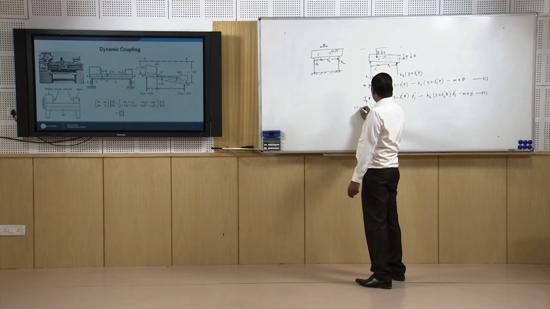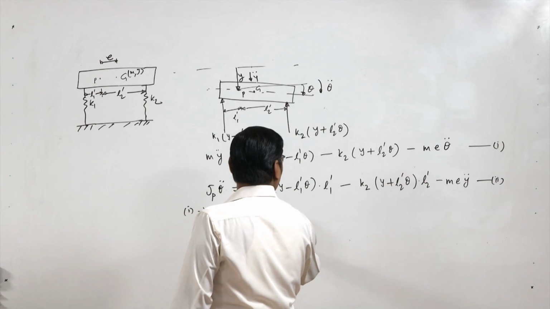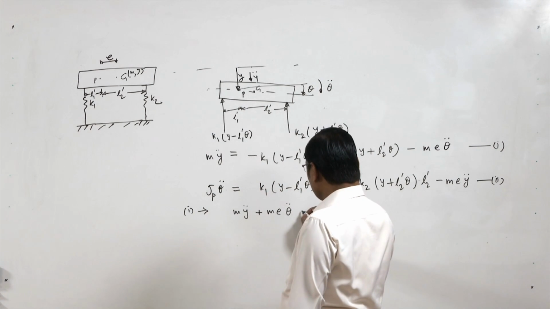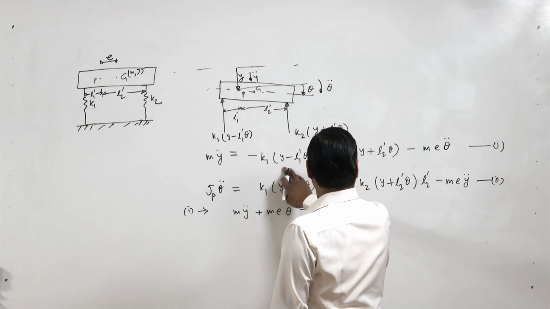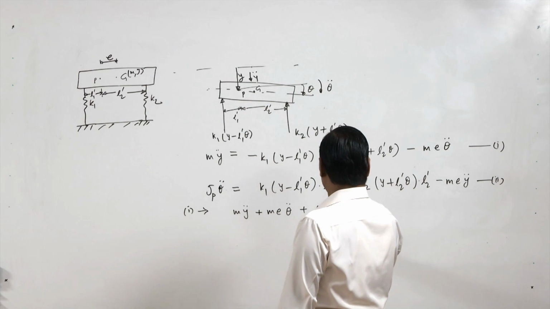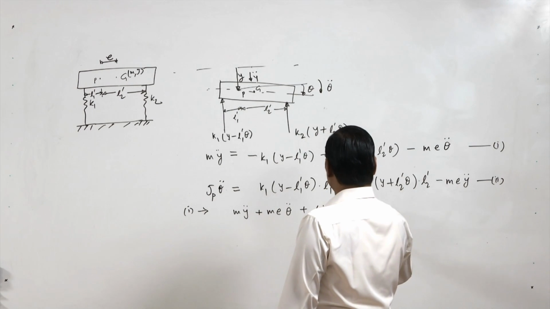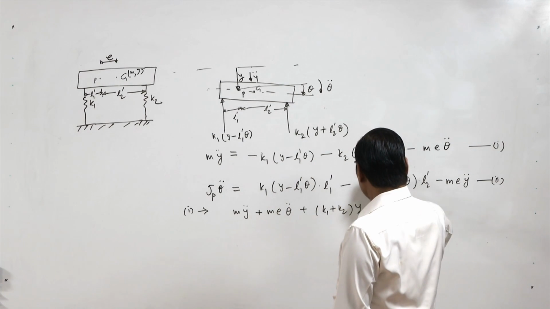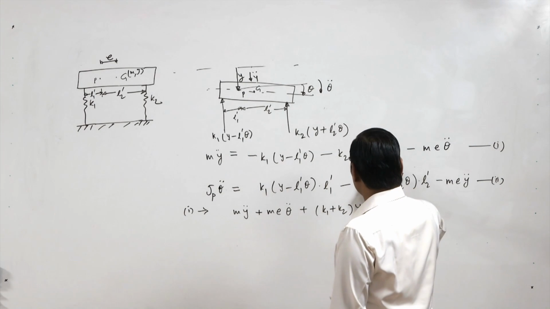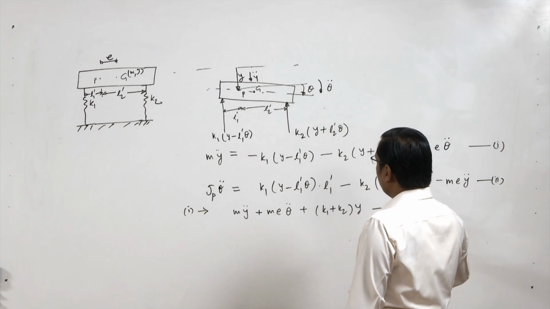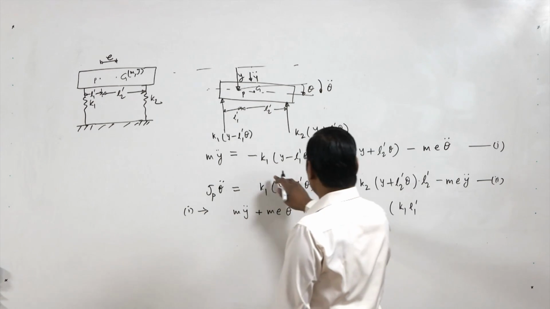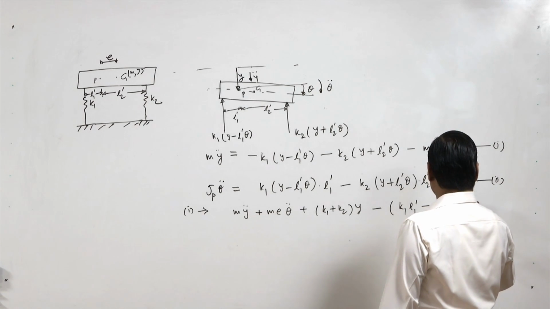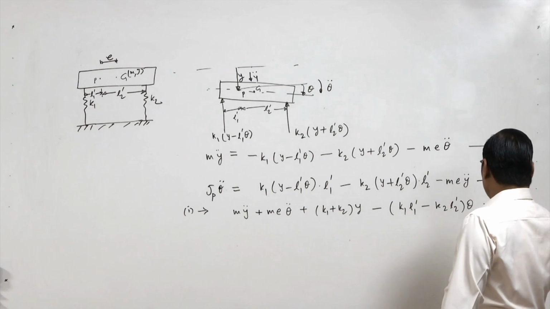So equation 1 we can write again as m y double dot plus m e theta double dot, then the y terms, we have k1 y and k2 y, so it is (k1 plus k2) y, and here k1 L1' theta and minus k2 L2' theta, so it is (minus k1 L1' minus k2 L2') theta equal to 0.